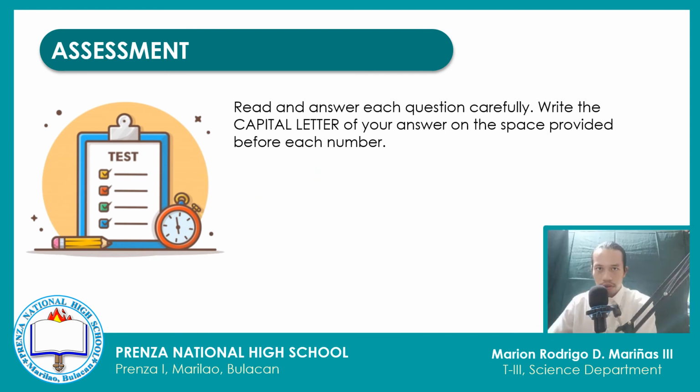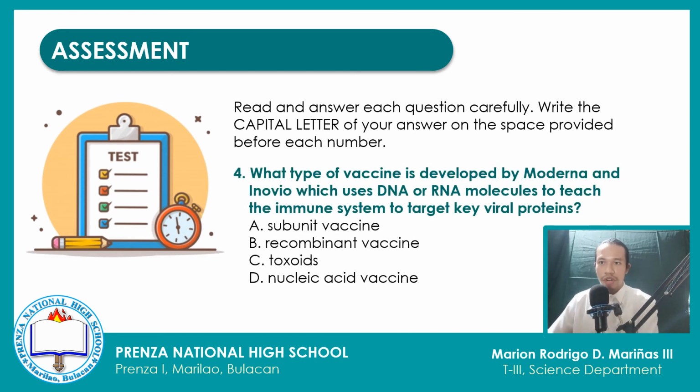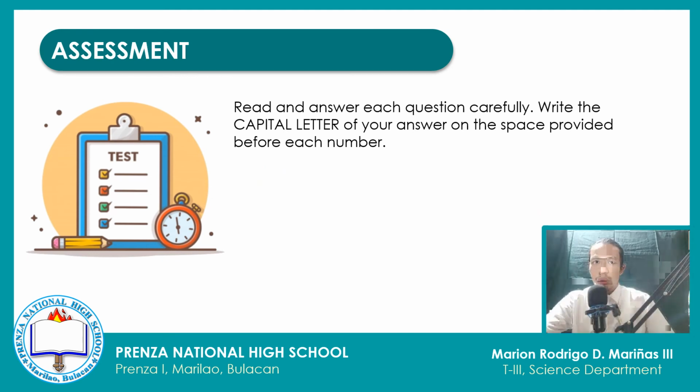Question number 4. What type of vaccine is developed by Moderna and Inovio which uses DNA or RNA molecules to teach the immune system to target key viral proteins? The choices are A. Subunit vaccine, B. Recombinant vaccine, C. Toxoids, and D. Nucleic acid vaccine.